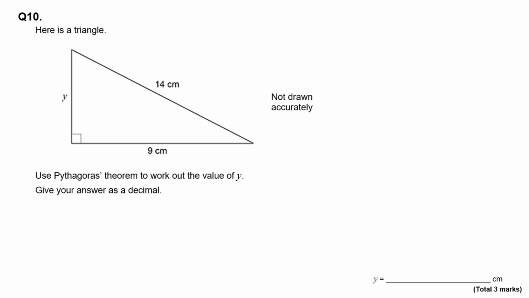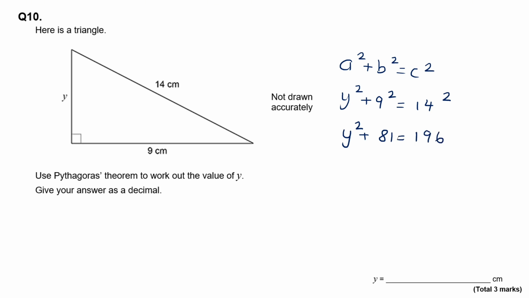Question 10, we've got a right angle triangle, and they actually ask us to use Pythagoras' theorem to work out the value of y. So it's going to be a squared plus b squared equals c squared. So we can use y squared, 9 squared, and 14 squared. Y squared, 9 squared is 81, and 14 squared is 196. We need to solve this.